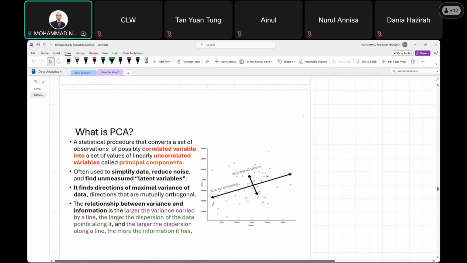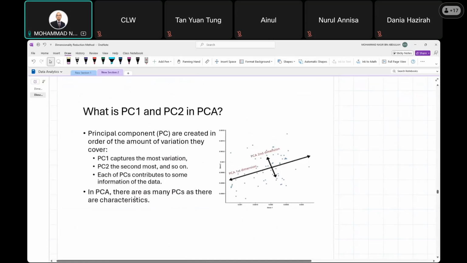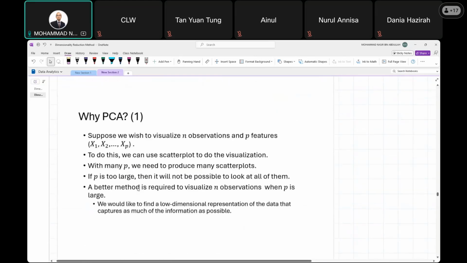So basically, again, what is PCA? PCA is a statistical procedure that converts a set of observations of possibly correlated variables into a set of values of linearly uncorrelated variables. They are called principal components. This area is what we call principal component number one, which contributes the largest variance explained in the data. And this is the second principal component, which has the second largest variance in the data set, right? So PC1 captures the most variation, the second most variation is in PC2, and so on, if you have many PCs.